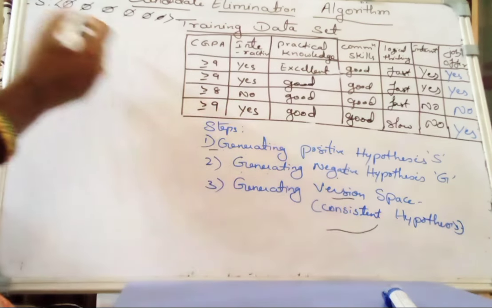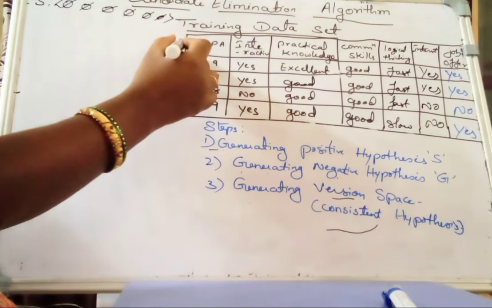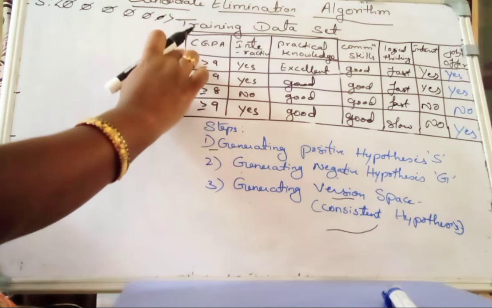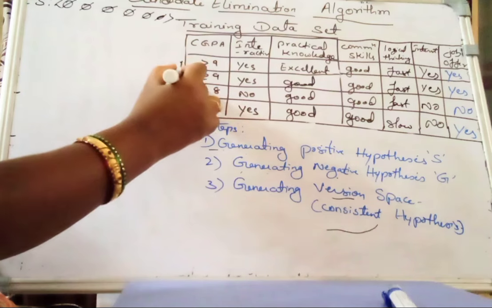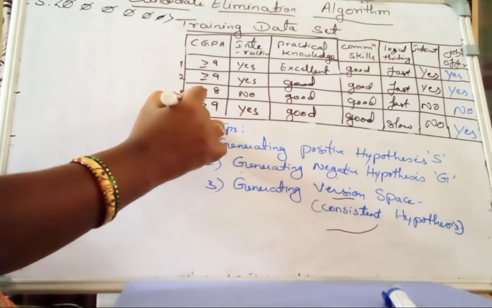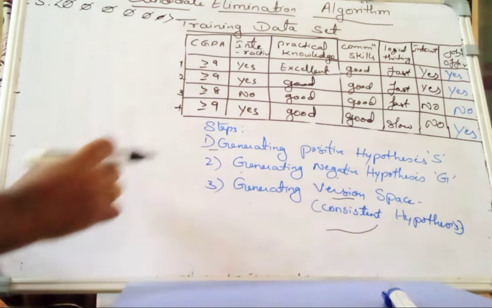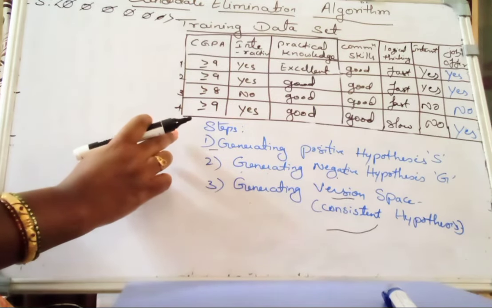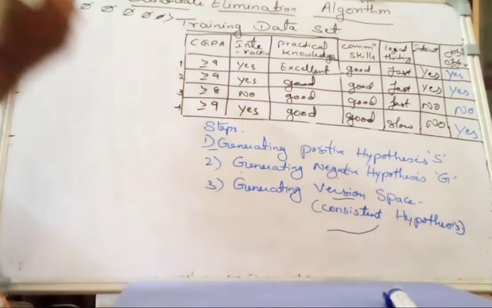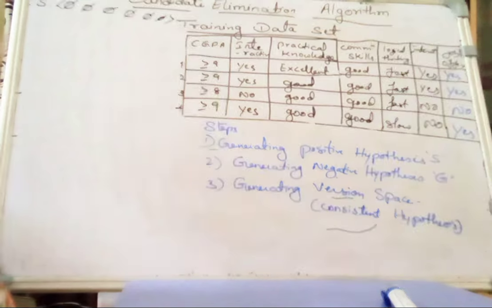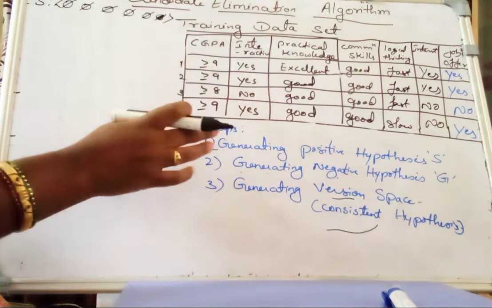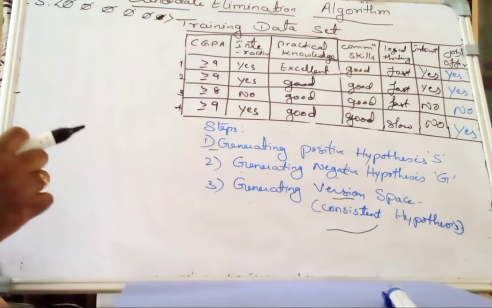Now what will be my S1? This is my instance 1, row 1, this is row 2, row 3 and row 4. So in total I have 4 samples, which we call 4 instances. I have 6 attributes, so I have taken 6 phi symbols here as the specific hypothesis. Each represents an attribute which will not match anything.